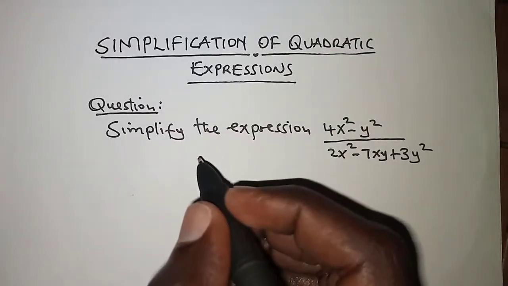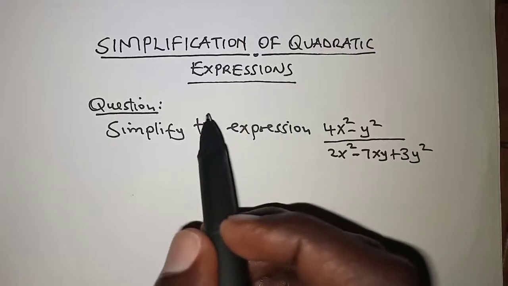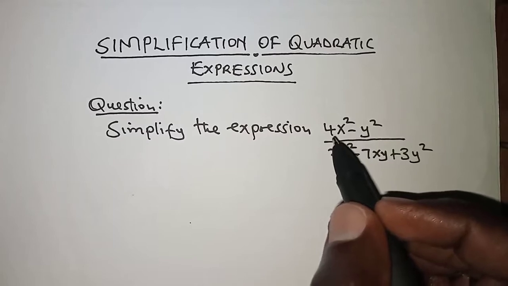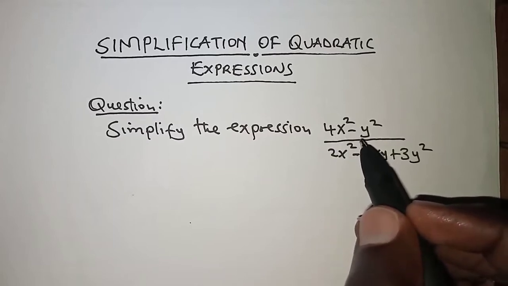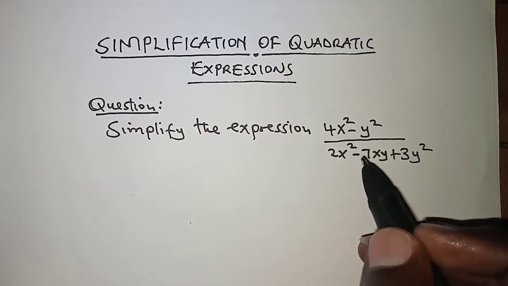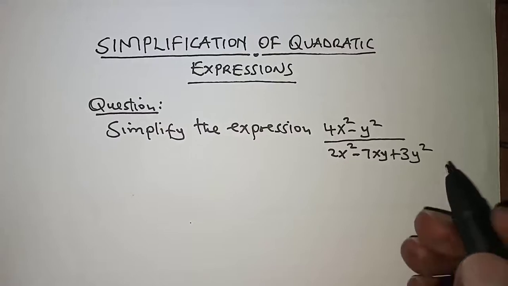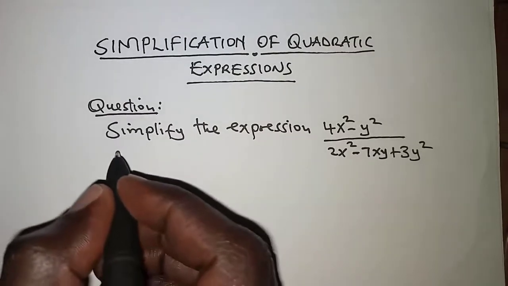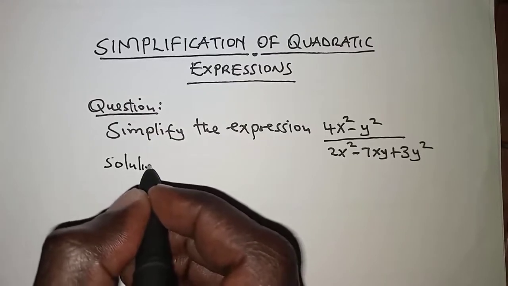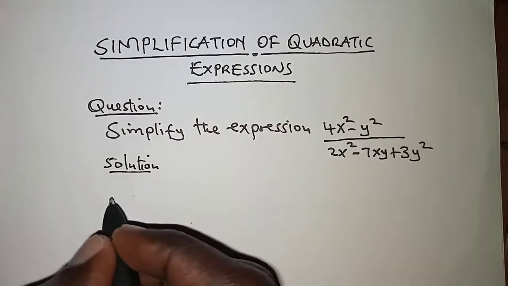Welcome. Today we are talking about simplification of quadratic expressions, and the question goes: simplify the expression 4x squared minus y squared all over 2x squared minus 7xy plus 3y squared. So the solution to this: we are going to simplify by factorization.